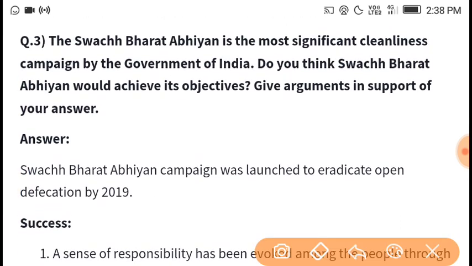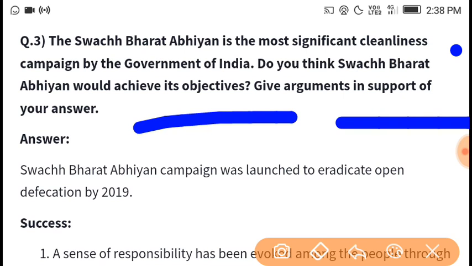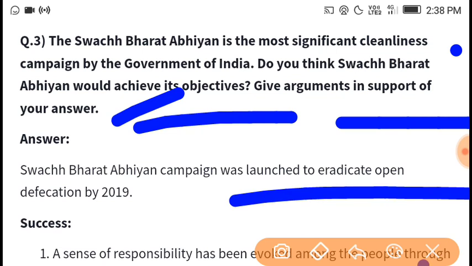Next question: the Swachh Bharat Abhiyan is the most significant cleanliness campaign by the government of India. Do you think Swachh Bharat Abhiyan would achieve its objective? Give arguments in support of your answer. The Swachh Bharat Abhiyan campaign was launched to eradicate open defecation by 2019.